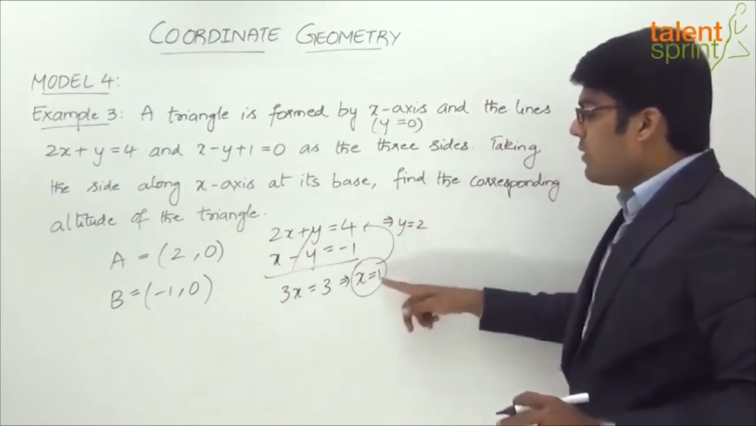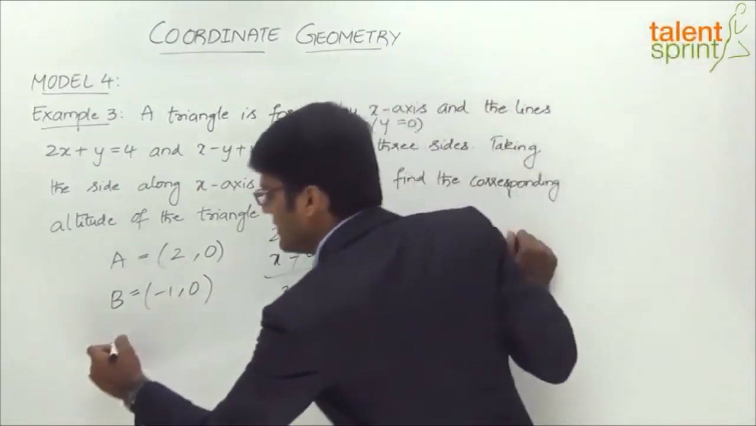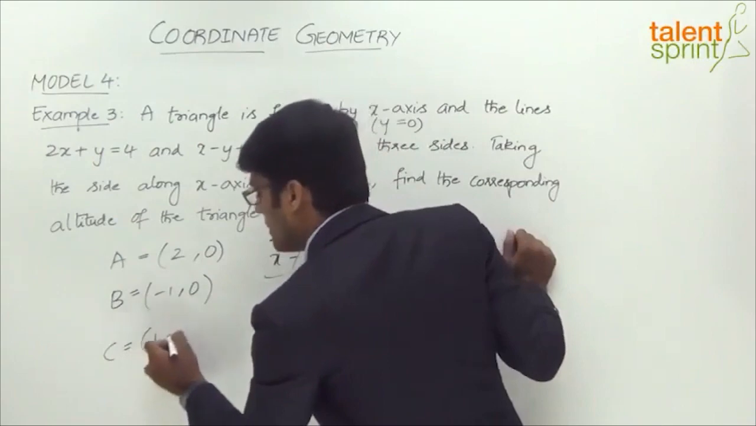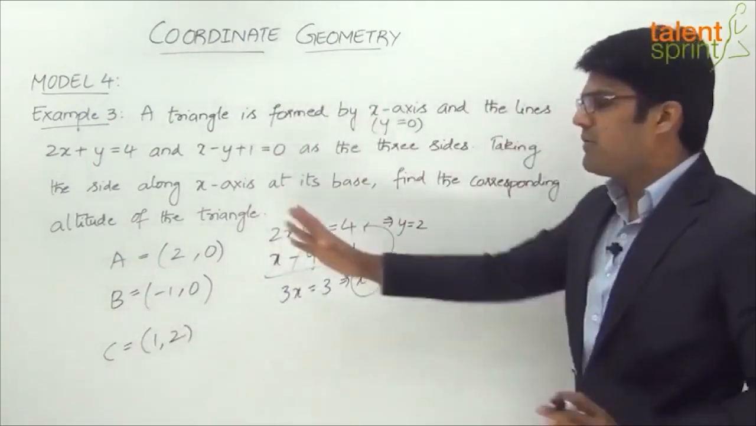So what is the third coordinate? 1 comma 2. Right? The third coordinate. Let's say C is equal to 1 comma 2. X equals 1 and y equals 2. So now we know the 3 coordinates.